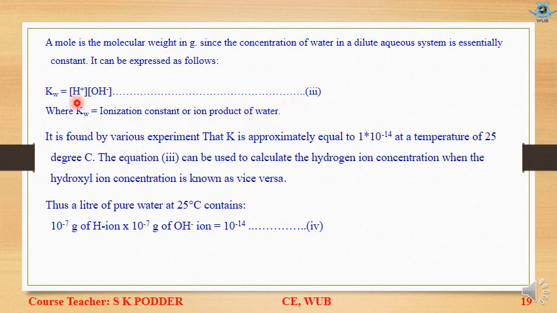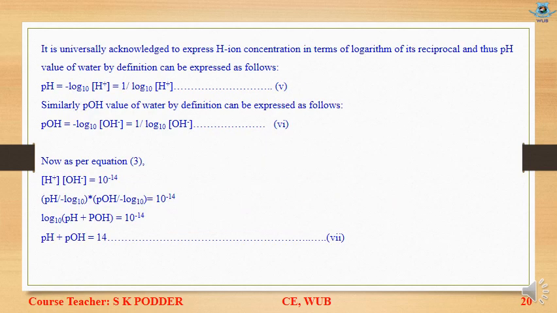The product of the hydrogen ion concentration and the hydroxide ion concentration is 10^-14 at 25 degrees centigrade. If you want to find the value of pH, it is the minus logarithm of the hydrogen ion concentration, and from here you can easily find the pOH. Now, the product of hydrogen ion concentration and hydroxide ion concentration is 10^-14, and from this you can easily find that pH plus pOH is equal to 14.